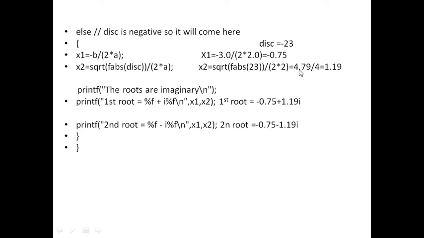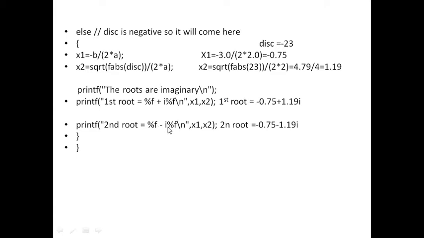So it becomes 4.79 divided by 4, that is equal to 1.19. So now here roots are imaginary. So now here we display the first root as %f. This %f is minus 0.75 plus I, and this is 1.19 I.